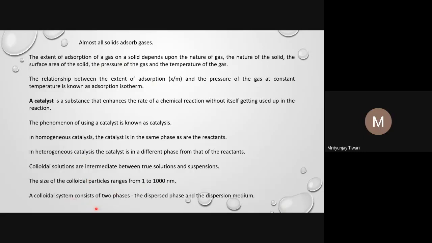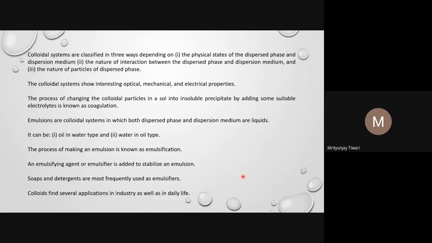A colloidal system consists of two phases, the dispersed phase and the dispersion medium. The dispersed phase is the one which is in lesser amount, and the one in larger amount is the dispersion medium. There are three ways of classifying colloidal solutions. The first is based on the physical states of the dispersed phase and dispersion medium, and based on this we have seen different types of colloids.